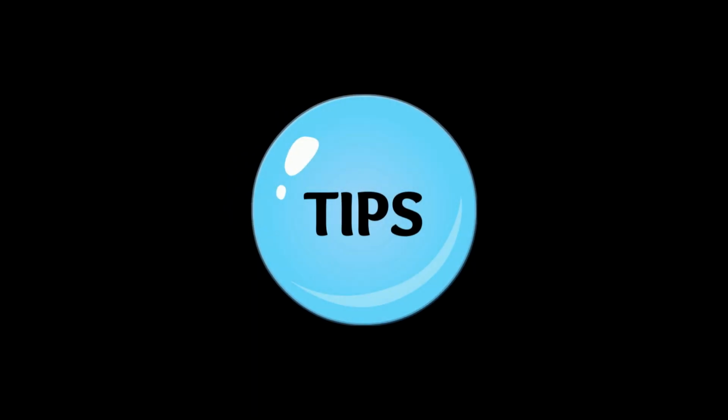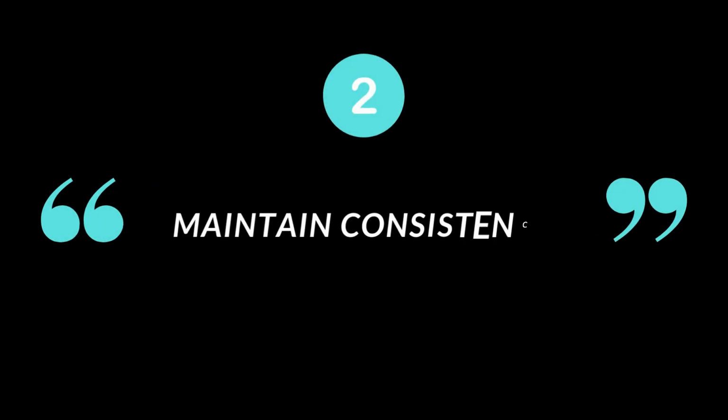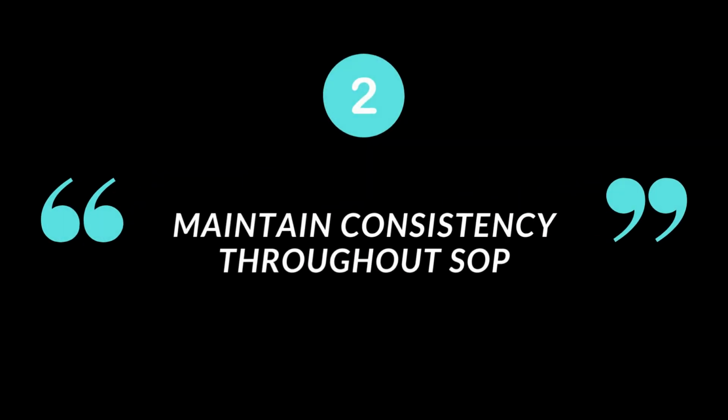Now I'm going to share a couple of tips that are going to make sure that your SOP looks good enough. The first tip is to not start off your SOP with a quote or a proverb. You can definitely include it somewhere in the middle if it fits, but don't start off with it. The second tip is to make sure that there is consistency in your SOP throughout. So if you have mentioned in the beginning that you're a courageous person, you can't suddenly quote an incident in the fourth paragraph that goes against it. So make sure your SOP is consistent.